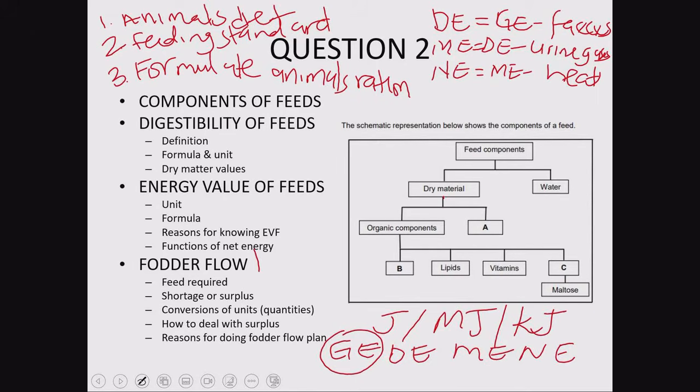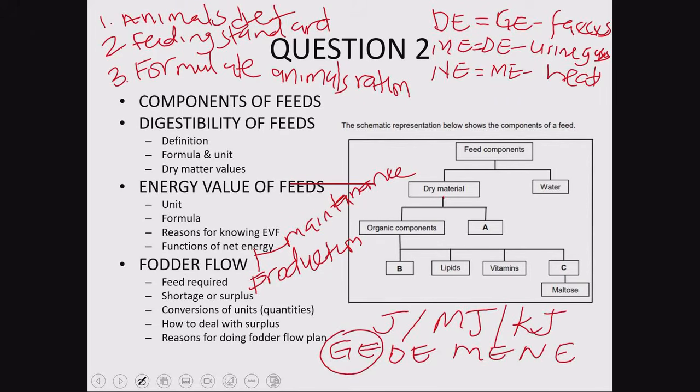And lastly now, the functions of net energy are production and maintenance. So that's all about energy value.